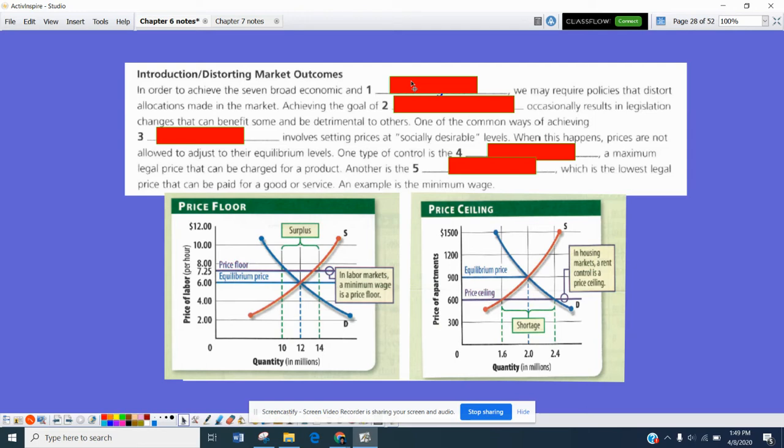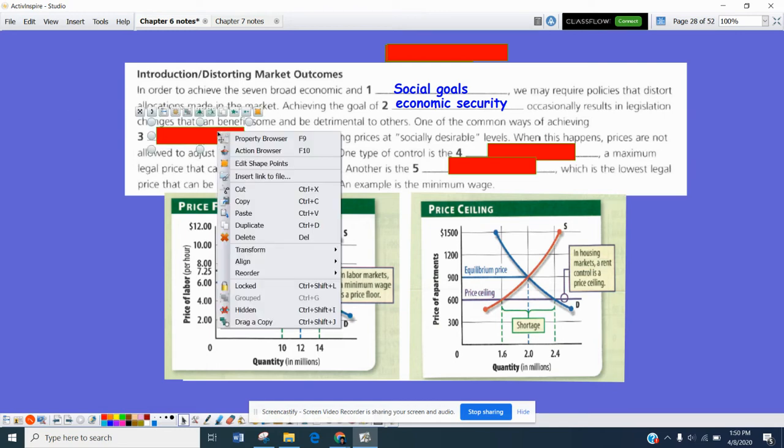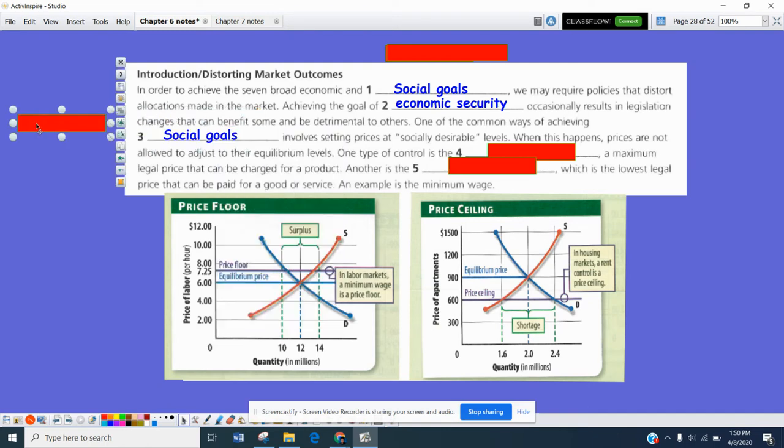So in order to achieve the 7 broad economic and social goals, we may require policies that distort allocations made in the market. Achieving the goal of economic security occasionally results in legislation changes that can benefit some and be detrimental to others. One of the common ways of achieving social goals involves setting prices at socially desirable levels. When this happens, prices are not allowed to adjust to their equilibrium levels.